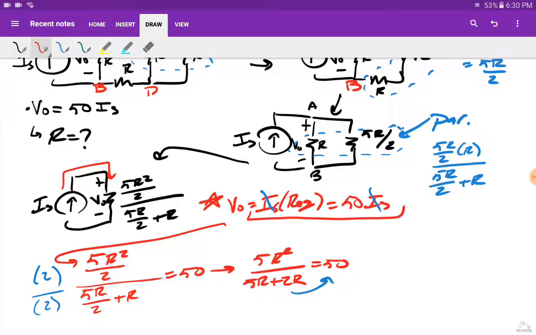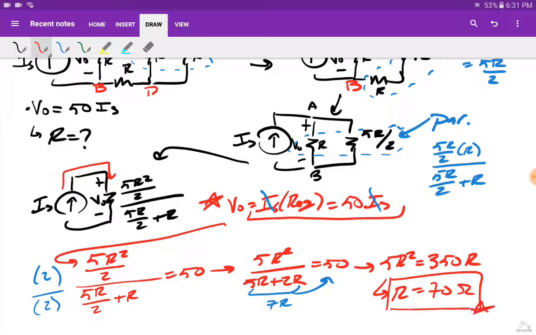Then I'm going to multiply this over here. I'm going to get 5R squared equals 50 times 5, which is about 250R. And then, oh wait, this is 7R right here. Great, that's convenient. So instead of having to worry about the 250R, I just do 50 times 7, which is 350, times the R. I divide by R and I divide by 5. I get R equals 350 divided by 5, that's 70, and the R cancels on one side. 70 ohms.